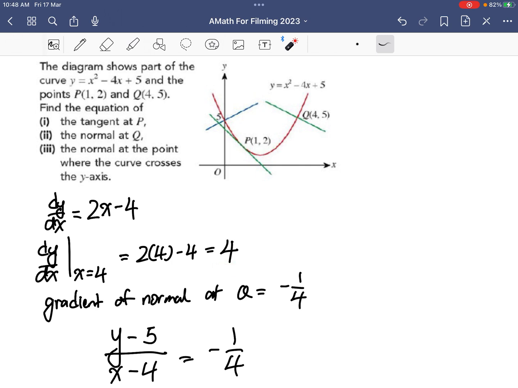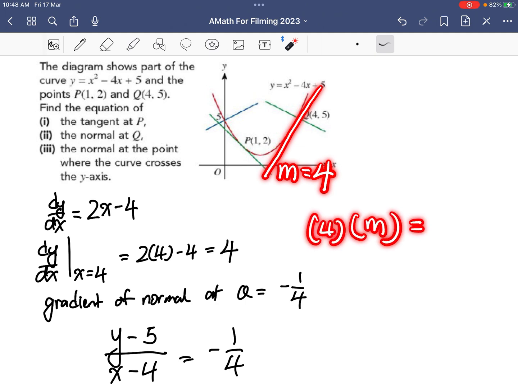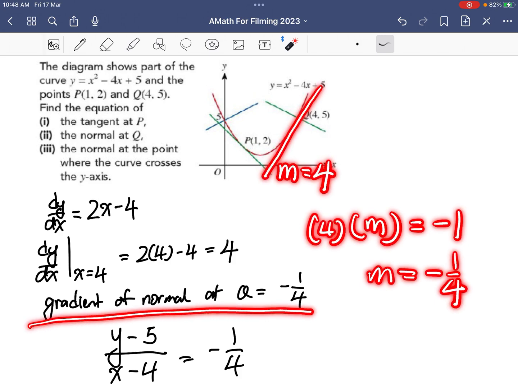Be very careful. This gradient of 4 is not the gradient of the normal. This 4 refers to the gradient of the tangent. So this tangent line here, the gradient is equal to 4, but for the gradient of the normal, it's 4 times m, the gradient of the normal, equals -1. So m equals -1/4. Hence, the gradient of the normal at Q is -1/4. Be very careful here. This is a common misconception.